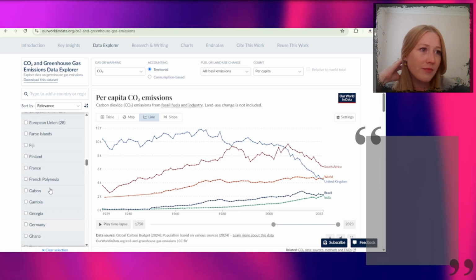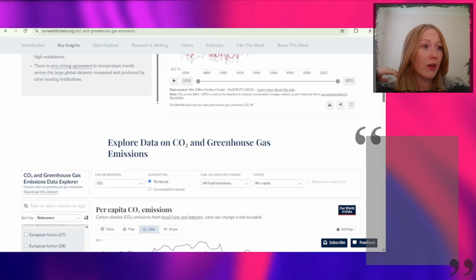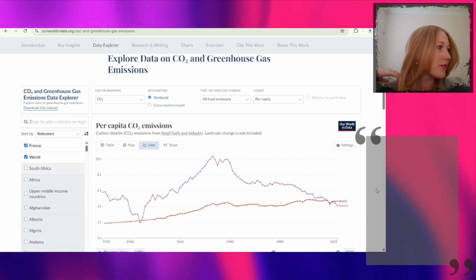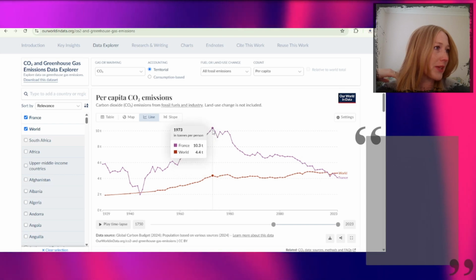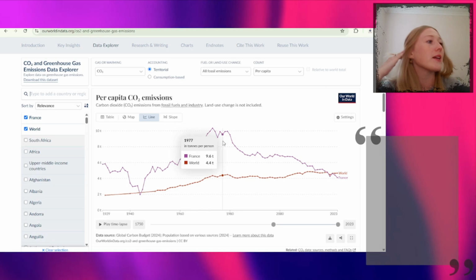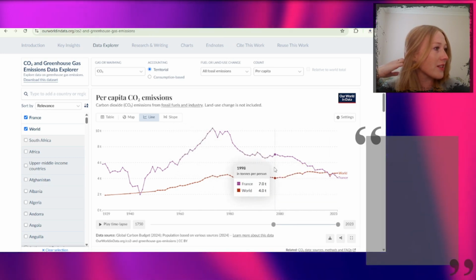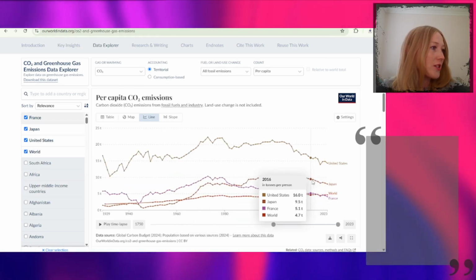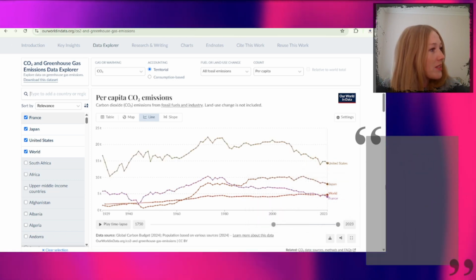Where else can we go? Let's see, France. Wow. Okay, wait, let's go back to that. I want to remove some of these other ones. I'll leave the world in. But look at that. France peaked, and it's like it came to the party really quickly and it's just been decreasing so much. That is amazing. Wow. But it has increased, it is stabilizing, starting to decrease. I wonder if this is just a movement towards being more environmentally aware.